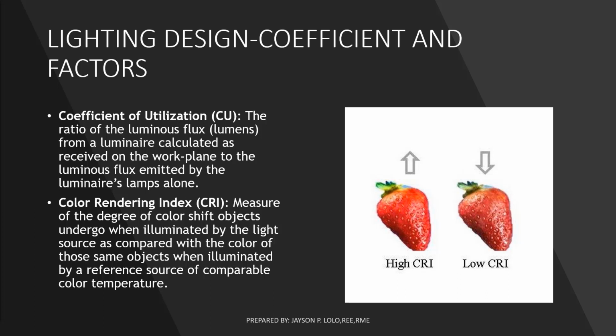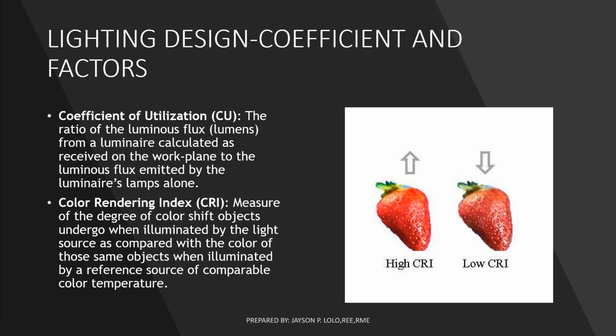Okay, since we have formulas and computations here, we need to also consider constants, or sometimes coefficients and factors. Number one is the coefficient of utilization, which is the ratio of the luminous flux from a luminaire calculated as received on the work plane to the luminous flux emitted by the luminaire's lamp alone, meaning the luminous flux from the light itself, from the lamp itself, to the working surfaces. Okay? So in Bisaya, gikan sa suga padulong sa imuhang lamisa. So we need a coefficient of utilization.